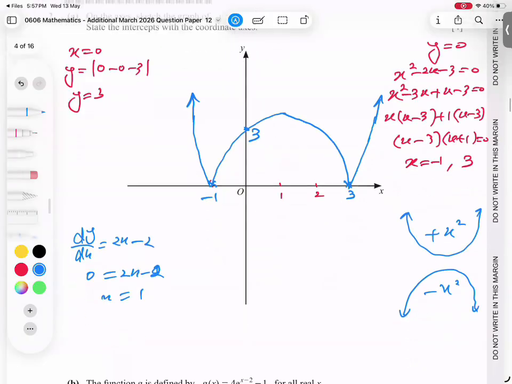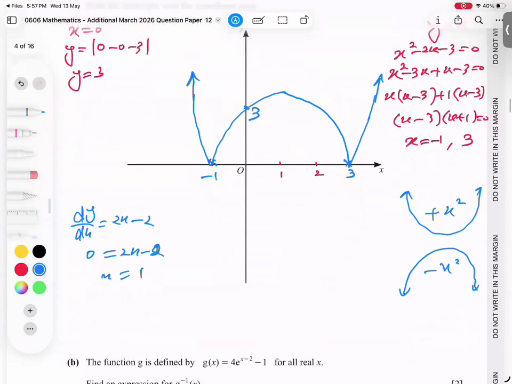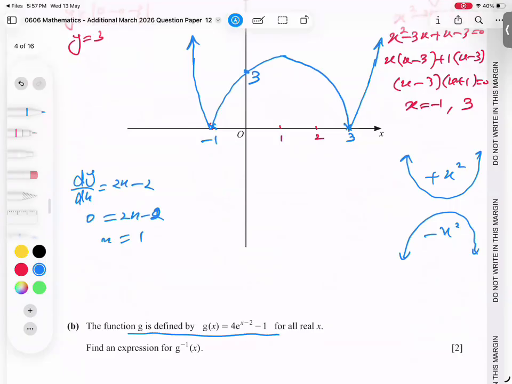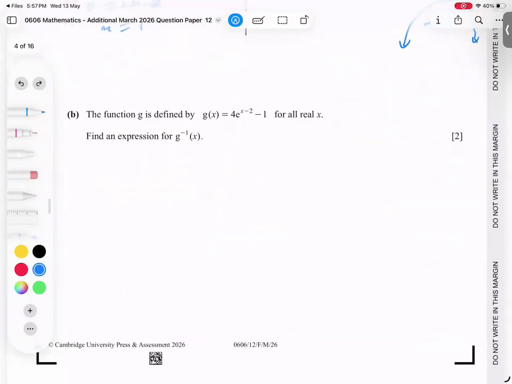Let's go for the part below. Let me read the question. The function is defined for all real numbers x; find the expression for g inverse. So here we have a connectivity with the previous question, so we can go ahead. What's step number 1? Step number 1, replace the function by y.